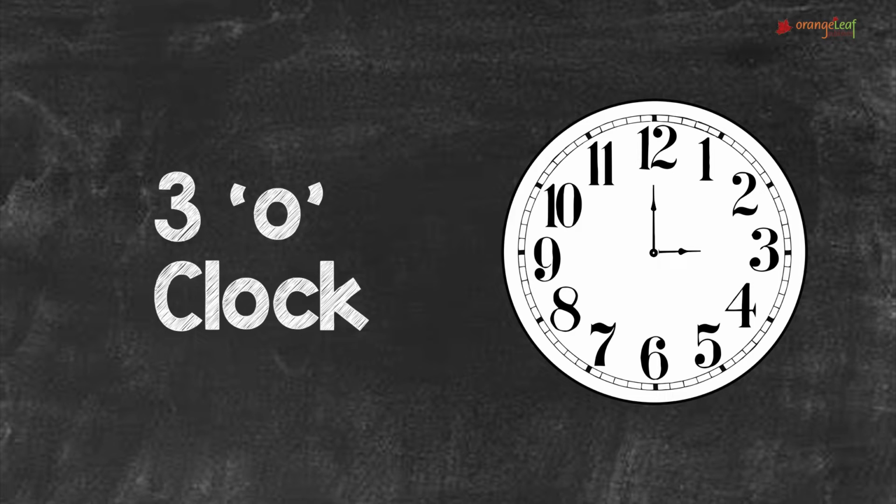Let's start by learning how to read time. We have learned earlier that the minute hand takes 5 minutes to move from one number to another. But how do we read the time? Let's find out. So here is our clock. We can see that the hour hand is pointing at 3 and the minute hand is pointing at 12. So the time is 3 o'clock.